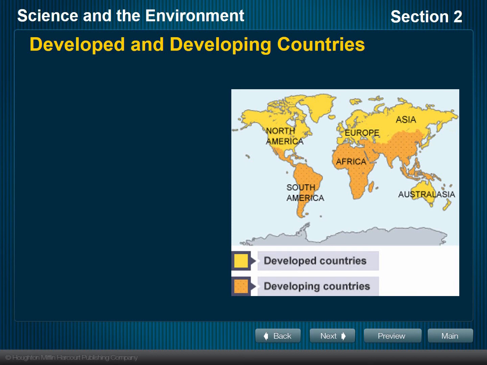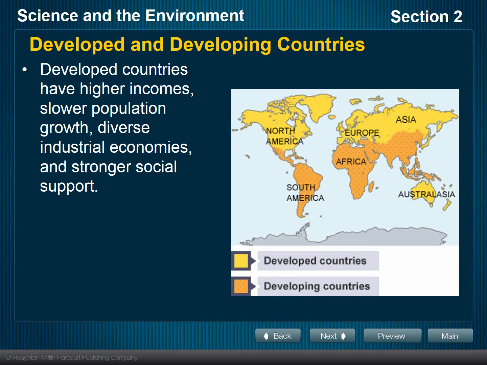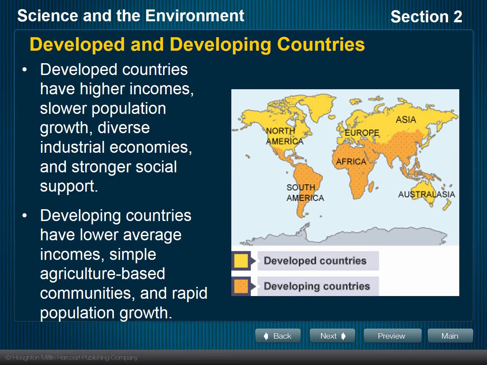If you look at the map, you will see where developed and developing countries are located. The unequal distribution of wealth and resources around the world influences the environmental problems and solutions a society can make. Developed countries have higher incomes, slower population growth, diverse industrial economies, and stronger social support. Developing countries have lower average incomes, simple agricultural-based communities, and rapid population growth.